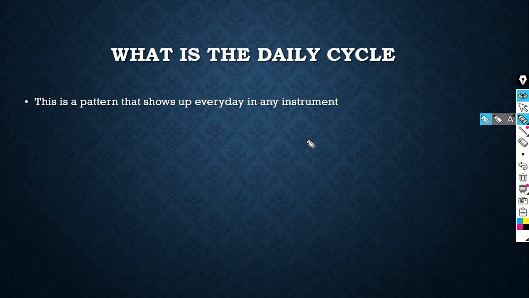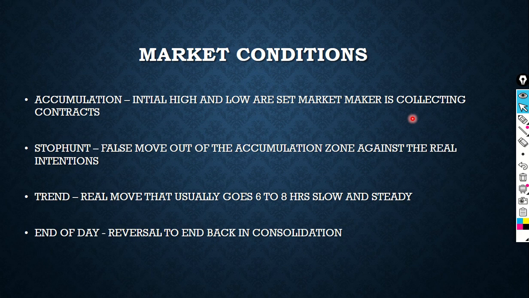Okay, so let's start with some conditions that we go through as the day progresses from the beginning of the day to the end of the day. We have some market conditions. During this time, the market tends to be in certain conditions, so you want to know what condition you are in. Are you in an accumulation condition, or a stop and condition, or a trend condition? So know the conditions and apply them at the appropriate times. Okay, so these are the market conditions.